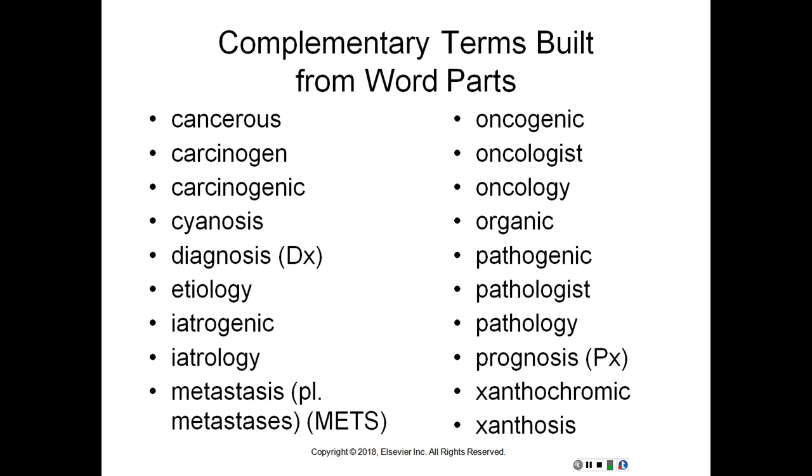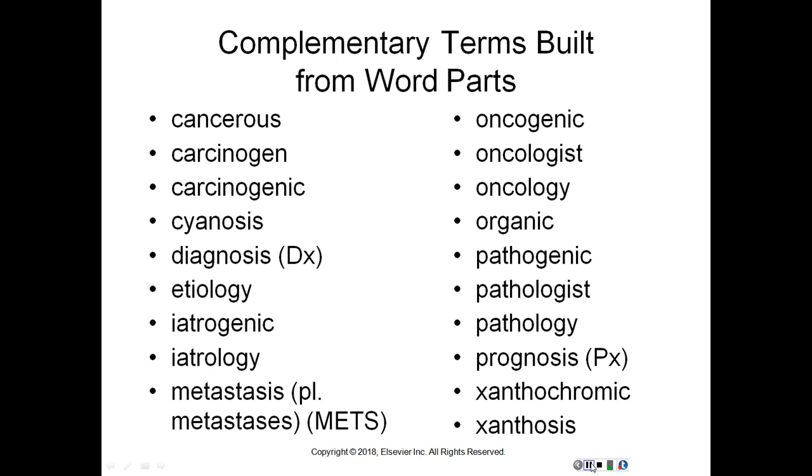And again, the abbreviation is capital D, lowercase x. Etiology, study of causes of diseases. Iatrogenic, produced by a physician. Iatrology, study of medicine. Metastasis, beyond control. Now, right below it says PL, which means plural. So the plural term is metastases. And then the abbreviation is METS, capital METS.